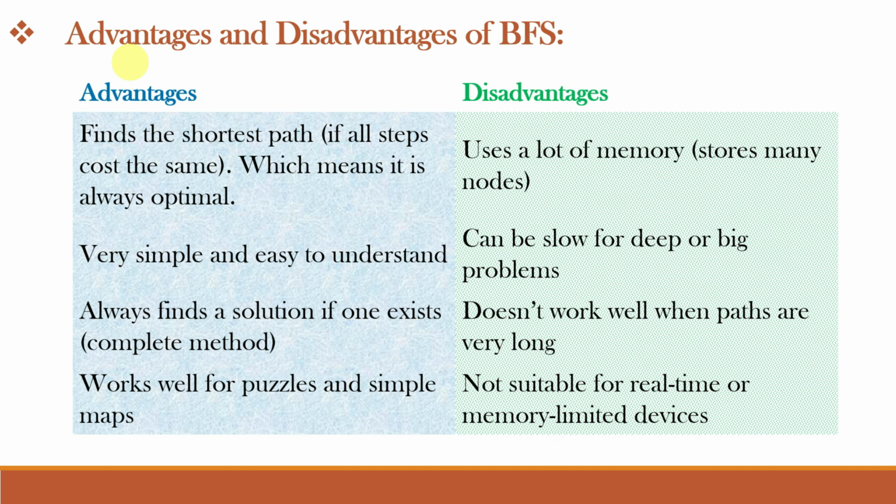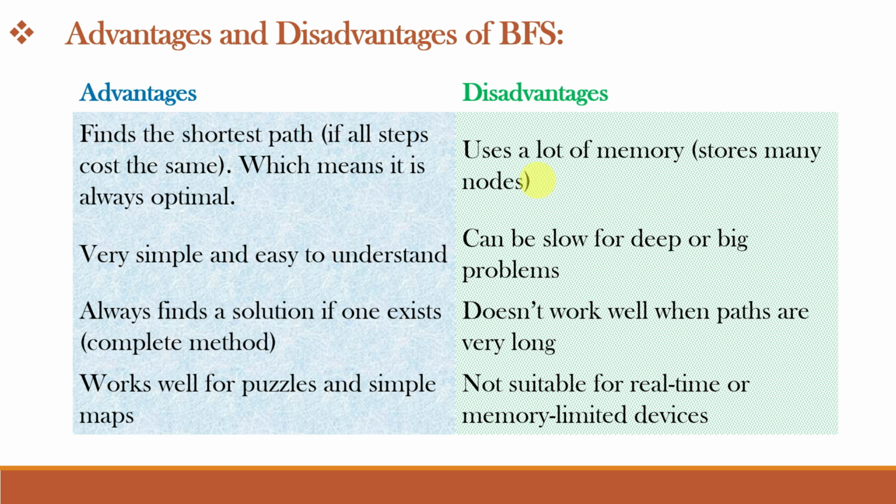Okay, let us see the advantages and disadvantages of BFS. In advantages, the BFS will always find the shortest way if all the roads or steps are equal, which means that it is always optimal, and that is the reason why it is good for simple puzzles. Next, it is easy to write and understand. Next, if a solution exists, BFS will surely find it. So it is a complete method.